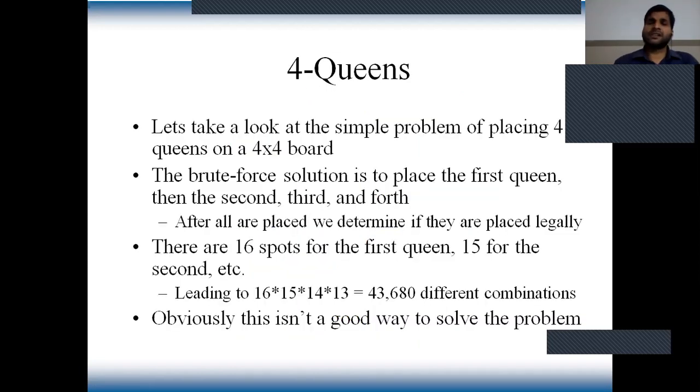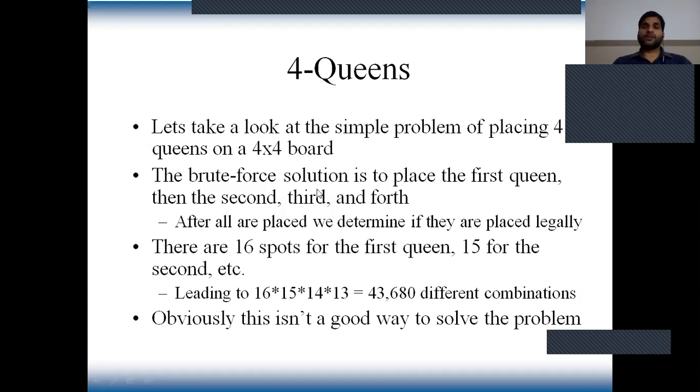Now we discuss the four queen problem. The smallest problem is n queen equal to 4, because 4 queens can be placed on a 4 by 4 board. If we select the 3 queen problem, it is not possible, because on a 3 by 3 chessboard we cannot place 3 queens under the above rule. So we select the 4 by 4 queen problem. Let us take a look at the simple problem of placing 4 queens on a 4 by 4 board.